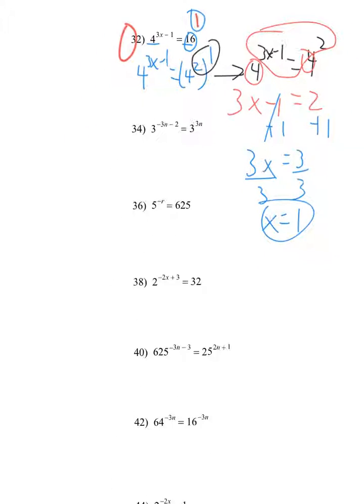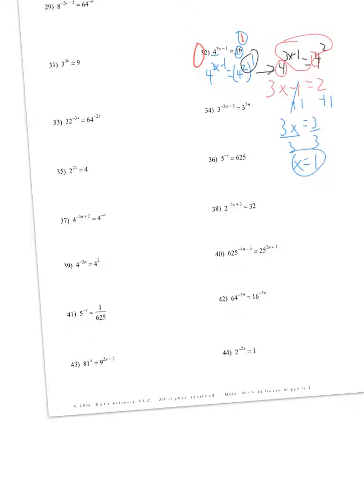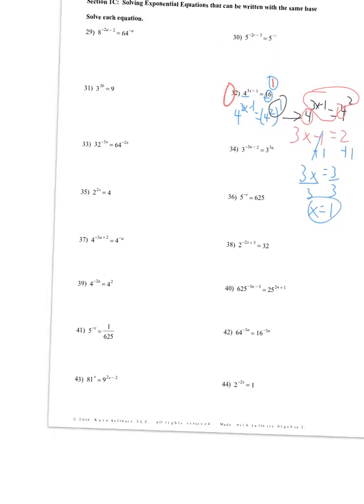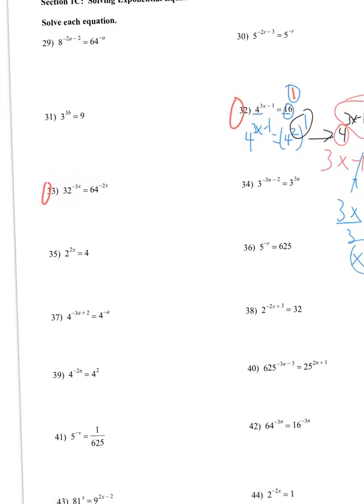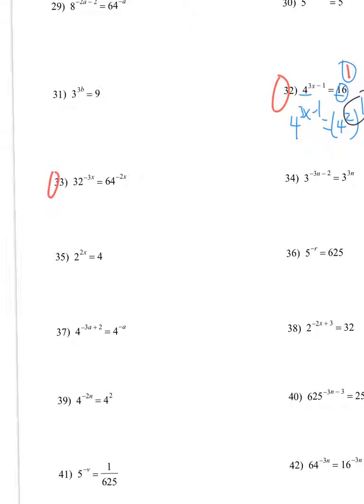Okay. Let's go down here where we have a problem where we change both bases. I'll give you another example here. So for instance, let's look at 33. I'm not going to do this whole problem, but I just want to point out 33. Notice I've got 32 to the negative 3x. I can write 32 and 64 both with a smaller base. They are both powers of 2.